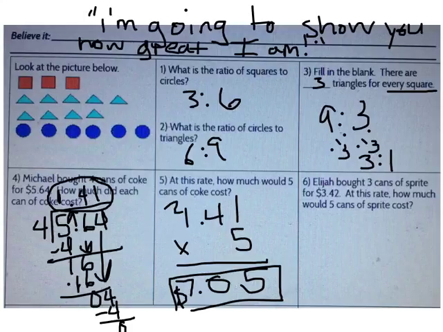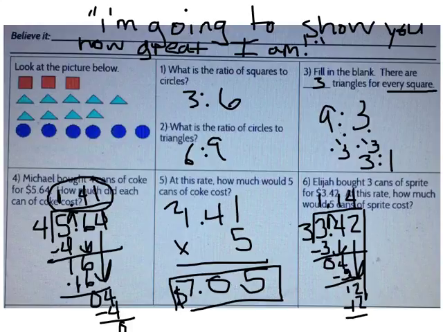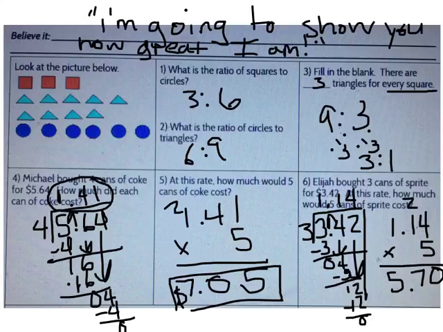Let's do another. Elijah bought 3 cans of Sprite for $3.42. At this rate, how much would 5 cans of Sprite cost? First, go ahead and find the cost of 1 can of Sprite by dividing $3.42 by 3. The cost of 1 can of Sprite would be $1.14. I can multiply $1.14 times 5 to find the cost of 5 cans. Go ahead and do that now. 5 cans of Sprite would cost $5.70.